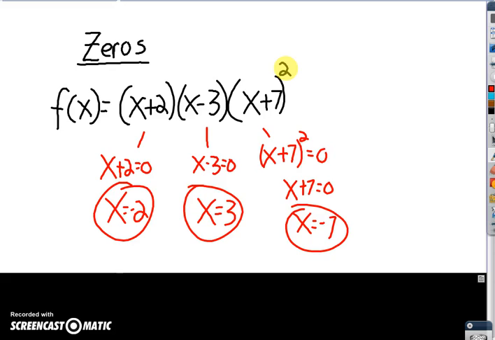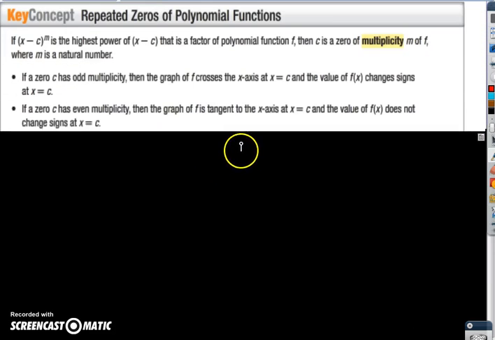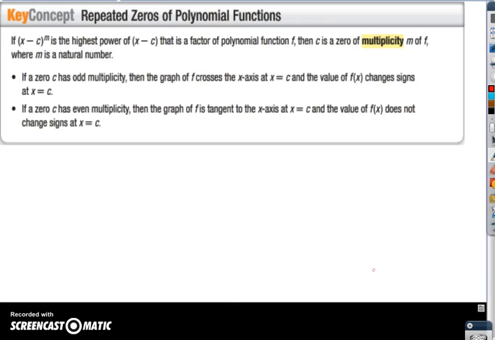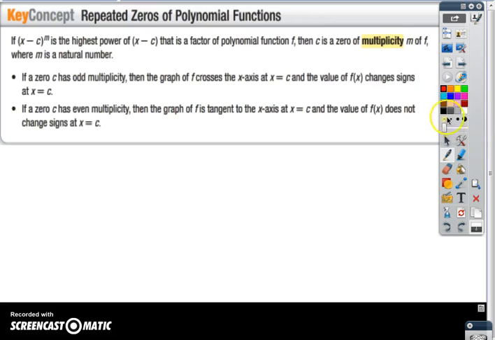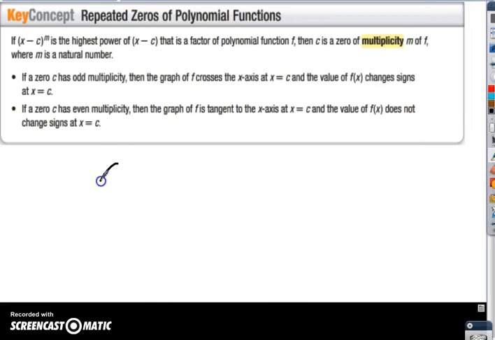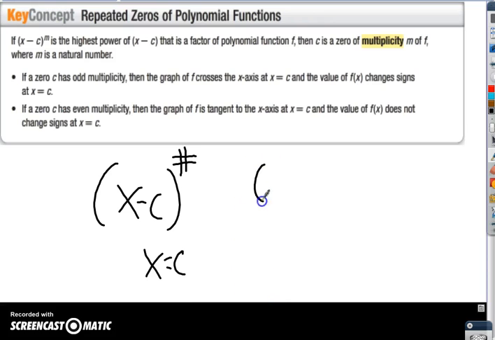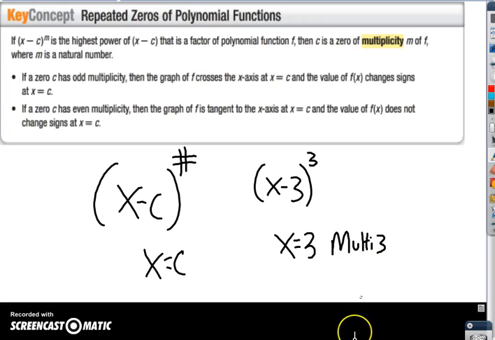How important, you might ask? Repeated zeros of a polynomial. What that means is, if I have something fully factored out, and it ends up giving me an x minus c to some number other than 1, we say that when I set this equal to 0 and add c to both sides, x equals c has multiplicity of m. So, for example here, x minus 3 to the third would be x equals 3, with multiplicity 3.